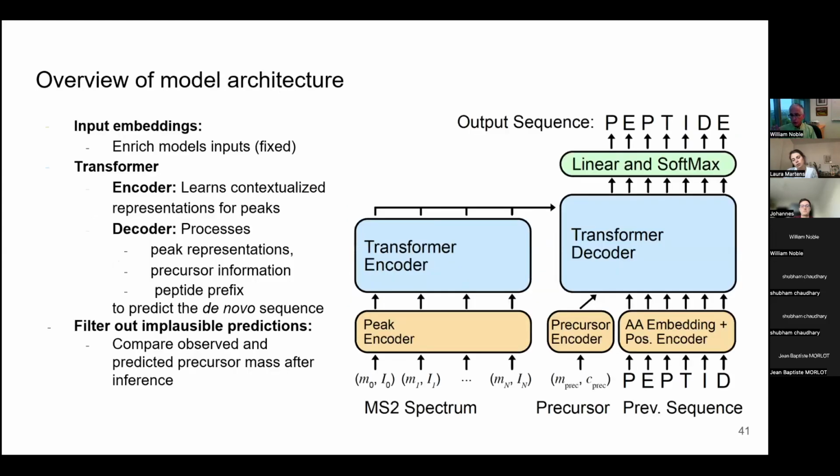So here's just an overview of the model architecture. You've got basically two parts, the transformer encoder and the decoder. The encoder is taking the spectrum, and the decoder during training is taking the peptide, but of course at test time it's just outputting the peptide sequence. And so you have individual peak encoders and encoders for the individual positions, and then those go through the main transformer architecture. And then, as I said, we filter out the implausible predictions in a post-processing step by comparing the observed and predicted precursor mass after the inference.